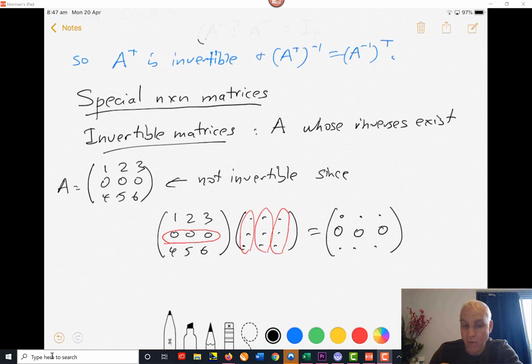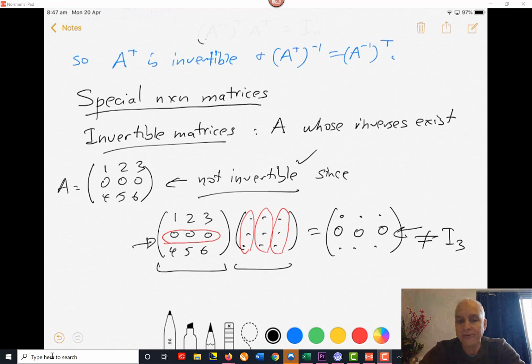I know that there's going to be a row of zeros. The row of zeros here guarantees that there's going to be a row of zeros over here. And in particular, this is not equal to the 3 by 3 identity matrix, because the 3 by 3 identity matrix has a 1 in that 2, 2 entry, the middle entry in that second row. So there's no way that I can multiply this matrix by anything and get an identity matrix. That's the reason why A is not invertible.